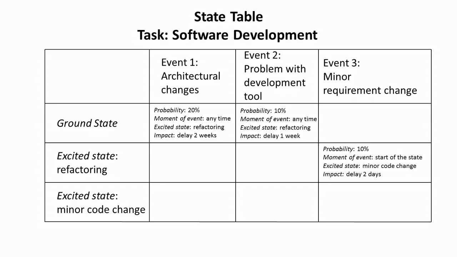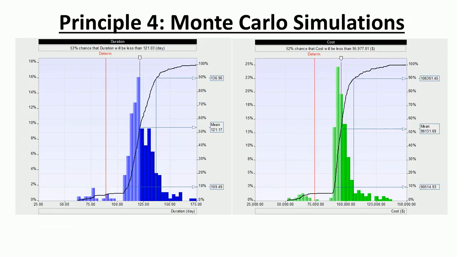The fourth principle deals with specific aspects of Monte Carlo simulation as part of event chain methodology. From the scheduler's point of view, Monte Carlo simulations for event chain methodology is comparable with traditional Monte Carlo schedule risk analysis. However, the actual implementation of the Monte Carlo method on the software is different. The results of Monte Carlo simulation include statistical distribution of project duration and cost.